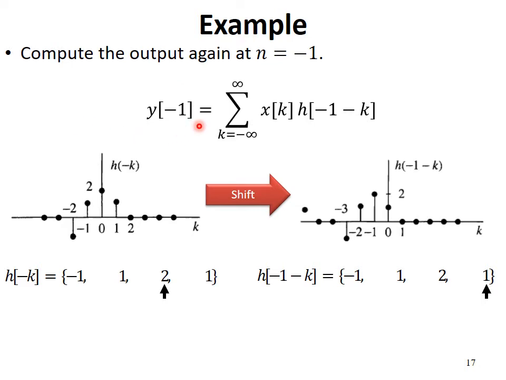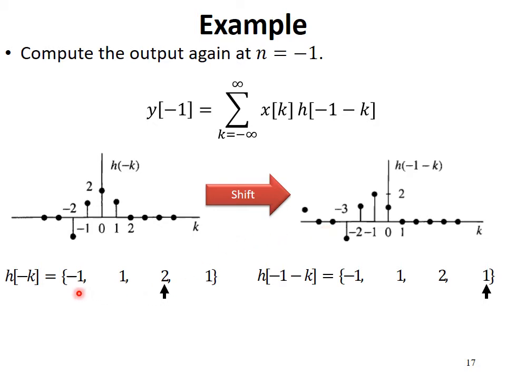So when n is equal to minus 1, then h of minus k would be shifted towards left by 1 unit, right? Mathematically you can write this in the form h of minus 1 minus k, and h of minus k is now shifted 1 unit towards left. So the sample which was at -2 would be shifted towards -3, and likewise all the samples would be shifted 1 unit towards left.